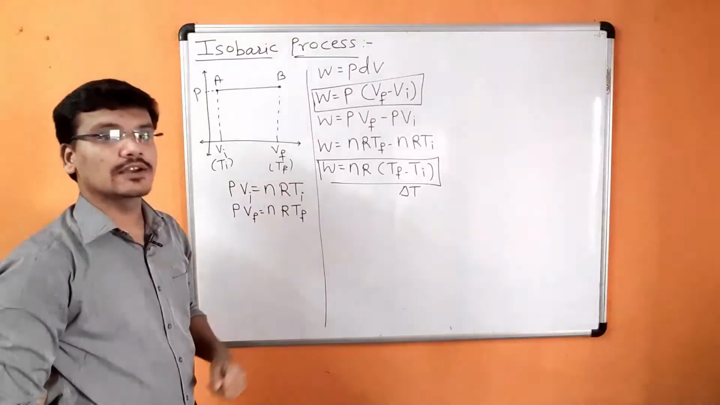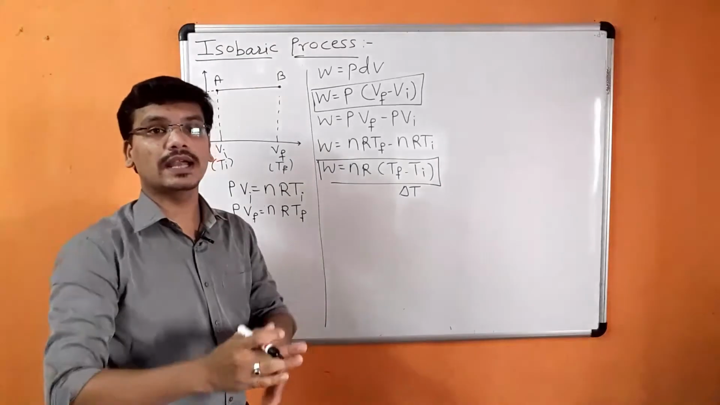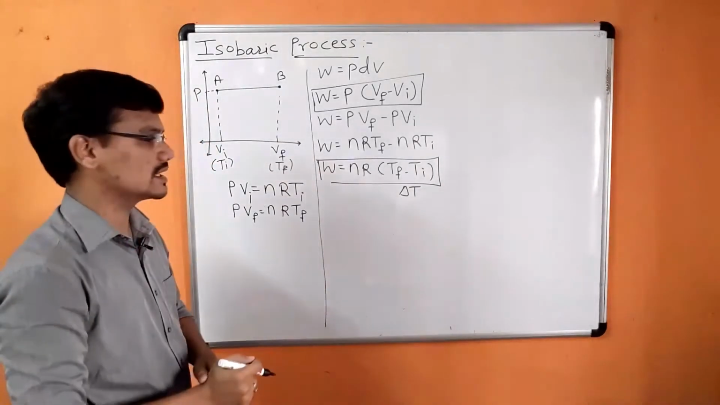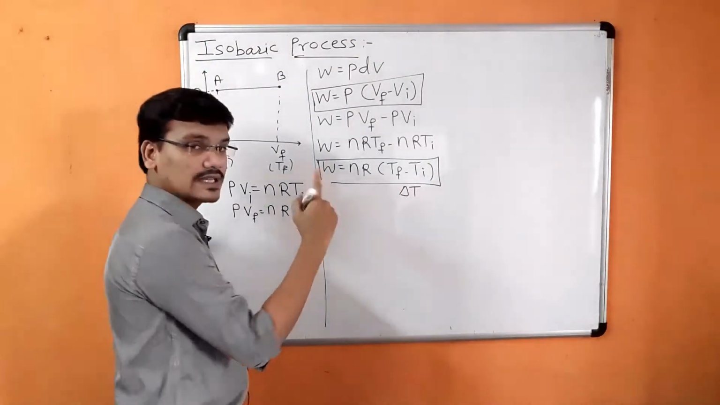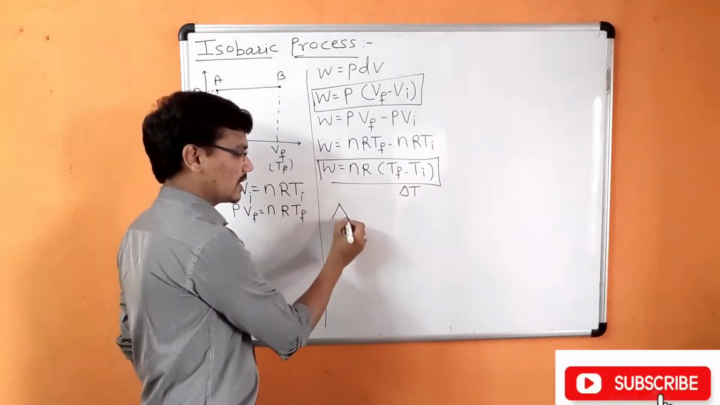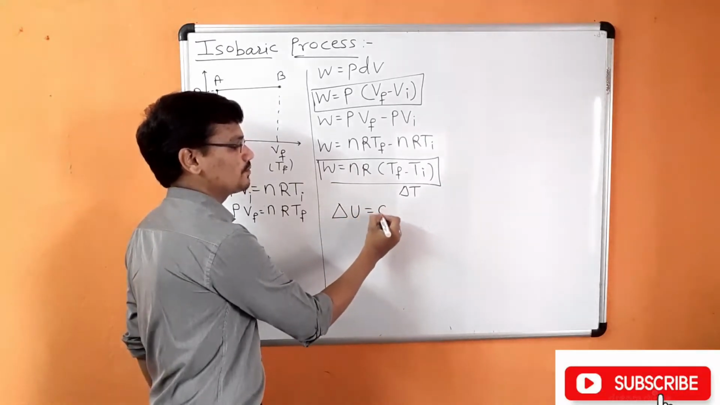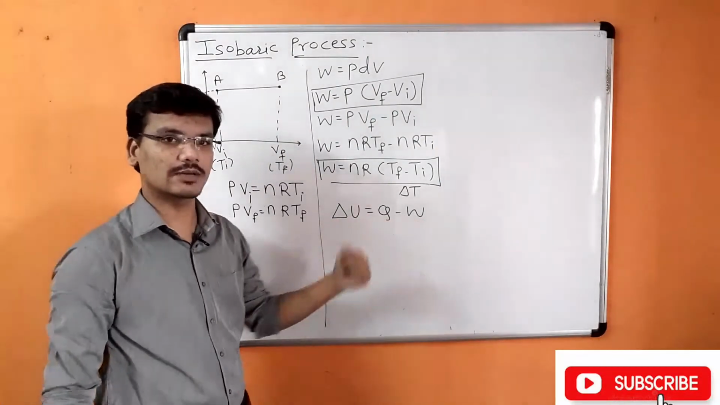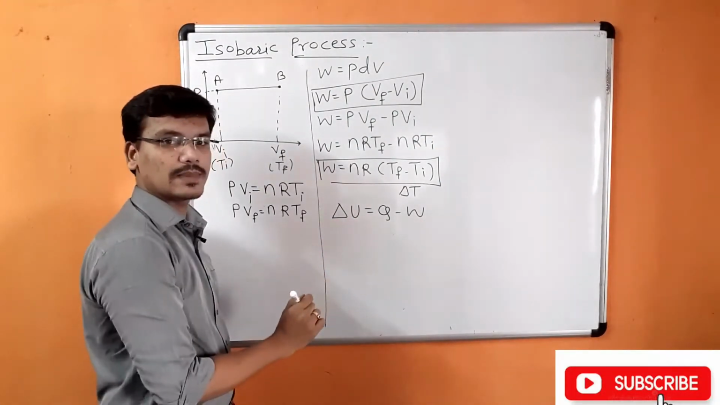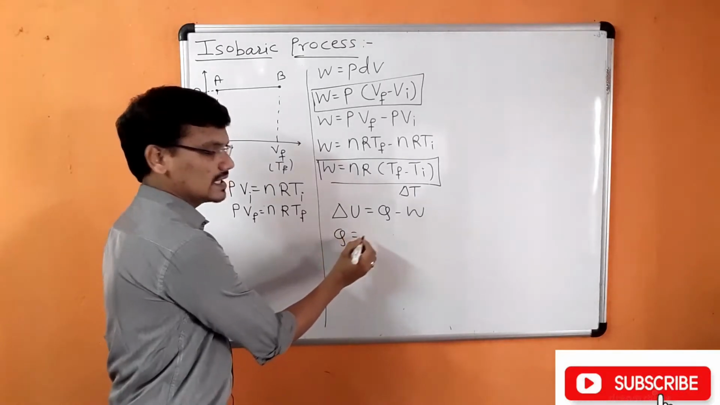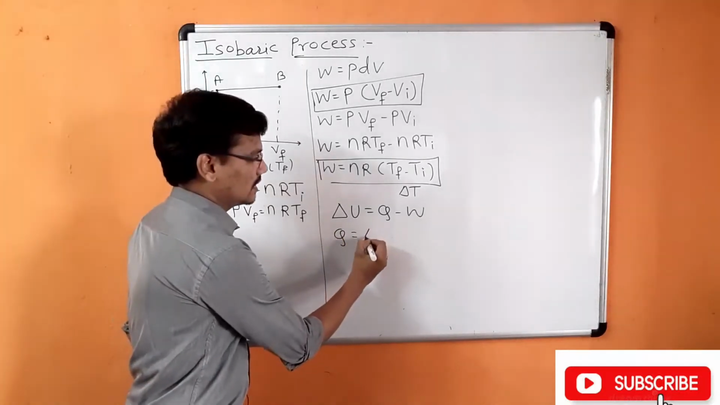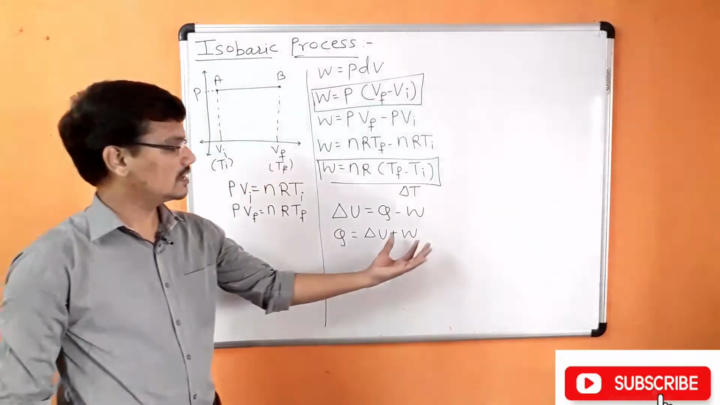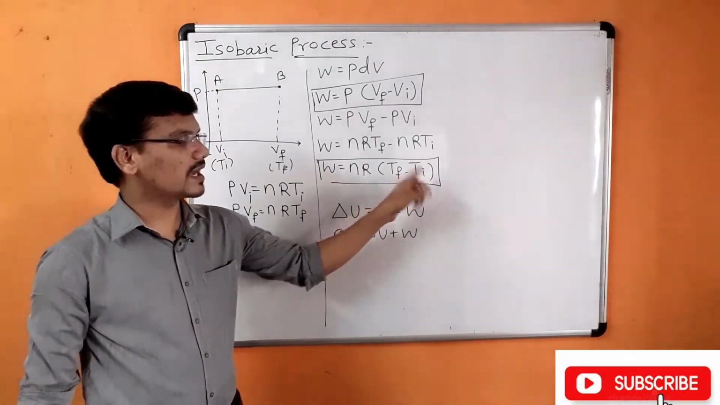Now next we have to find the heat supplied during the isobaric process. For this, consider the first law of thermodynamics. What is the first law of thermodynamics? Delta U equals Q minus W. We have to find the heat supplied. Therefore, Q equals delta U plus W. The value of W is nR(Tf minus Ti).